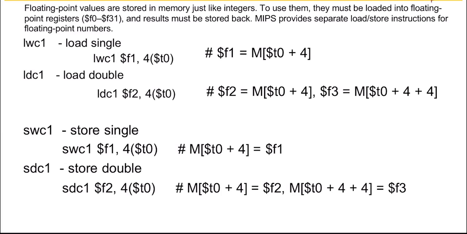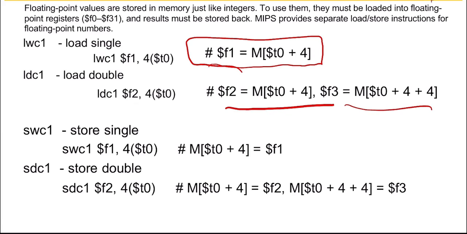Now for our data transfer, instead of load word, we do load word C1, and for double, we do load double C1. Load word C1 is like the normal load word, but load double C1 is going to load whatever answer into F2 and F3. Similar intuition for the store.